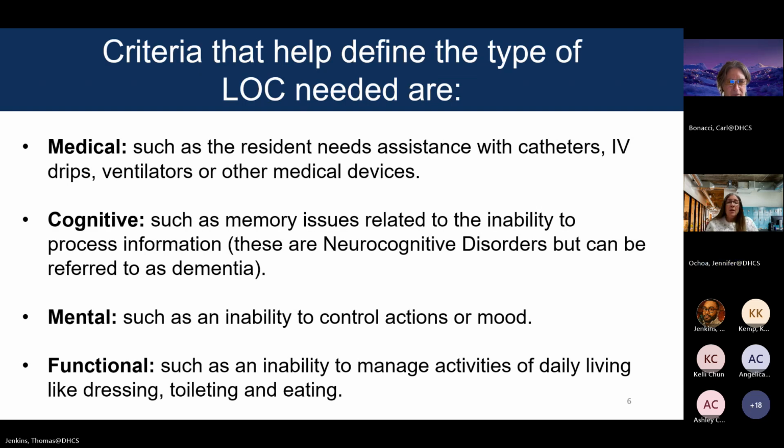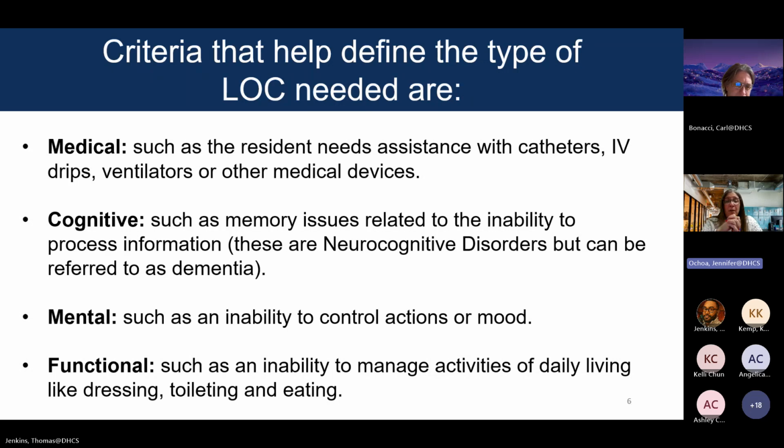The criteria that helps us define the type of level of care that is needed are these four here. We'll start with medical. Most of the individuals you will be seeing will have a medical issue or diagnosis, and the resident will need assistance with things like catheters, IV drips, ventilators, and other medical necessity devices.